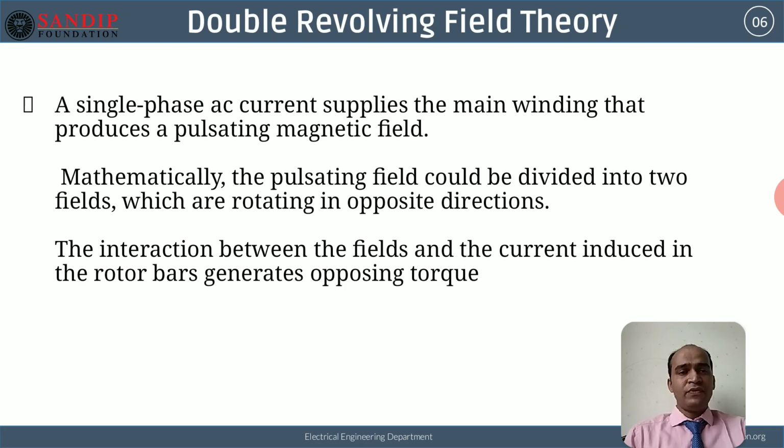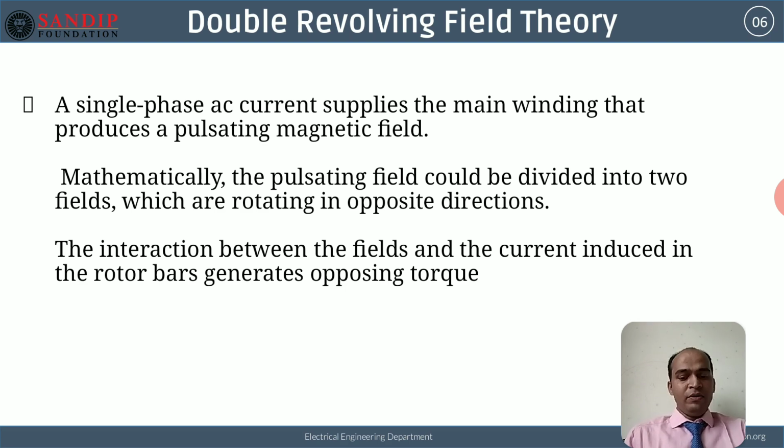Mathematically, the pulsating field can be divided into two fields rotating in opposite directions. The double revolving field theory states that any alternating quantity can be resolved into two components which rotate in opposite directions to each other, each having a magnitude which is half of the peak magnitude of the alternating quantity.